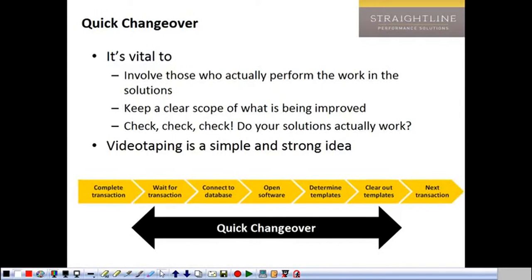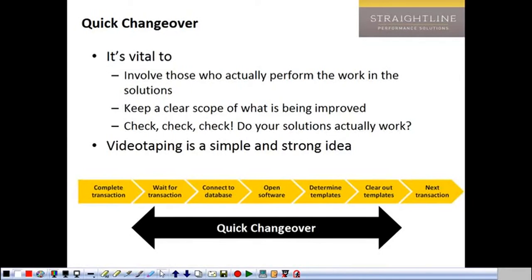Otherwise, you don't get the buy-in. You're asking people to do a lot of things that they may or may not believe really will make a difference. And check. When you enact a solution, make sure it actually works. Don't just do it out of logic. Do it and then test to make sure it actually works to help eliminate those delays.